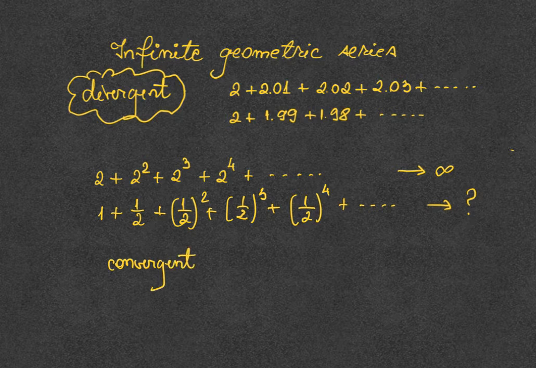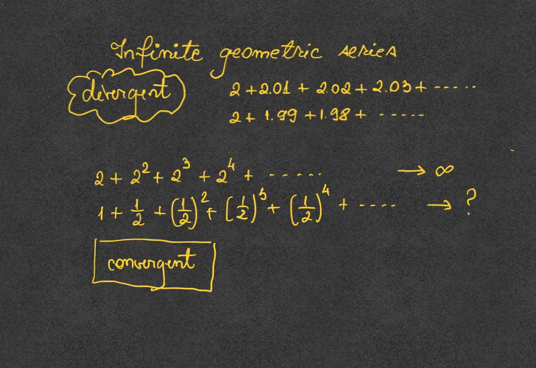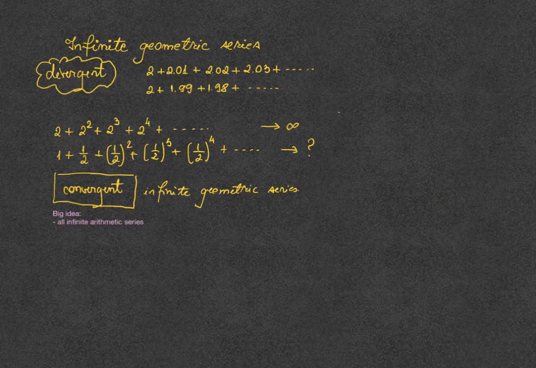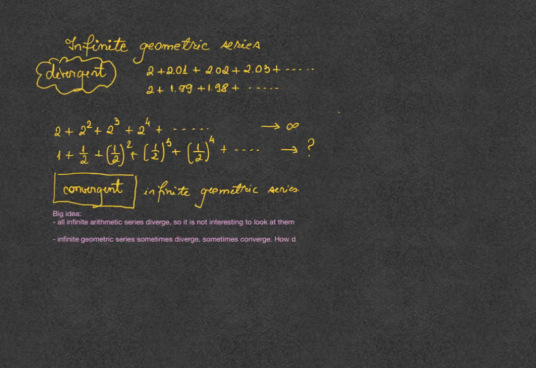When I keep adding many numbers and the answer is finite, we are going to look at convergent infinite geometric series. Of course, let us start with what we know. And we know the sum of the first n terms of a geometric sequence.